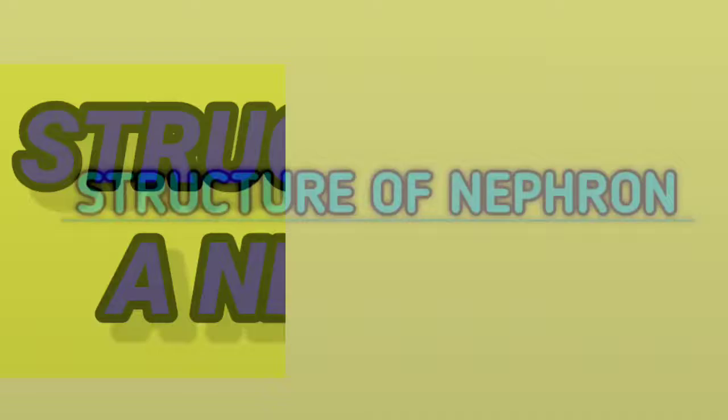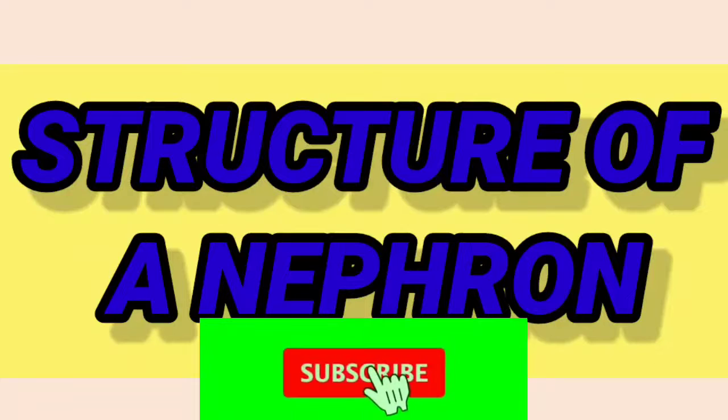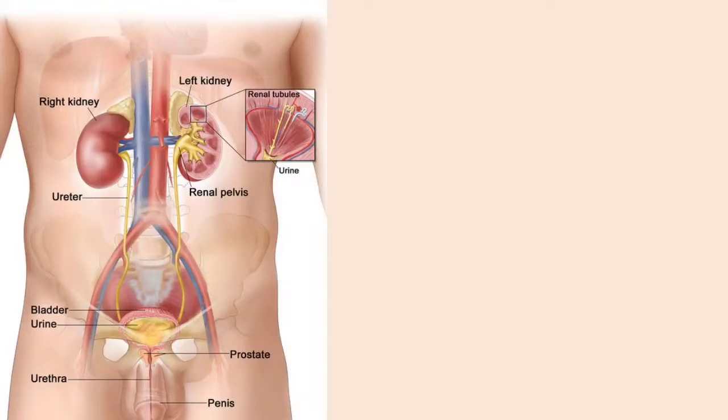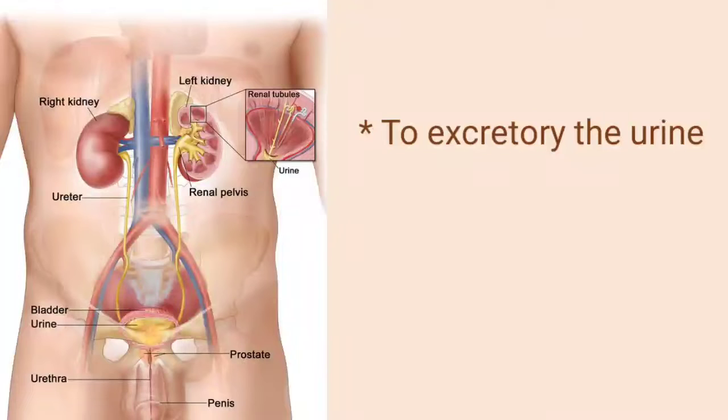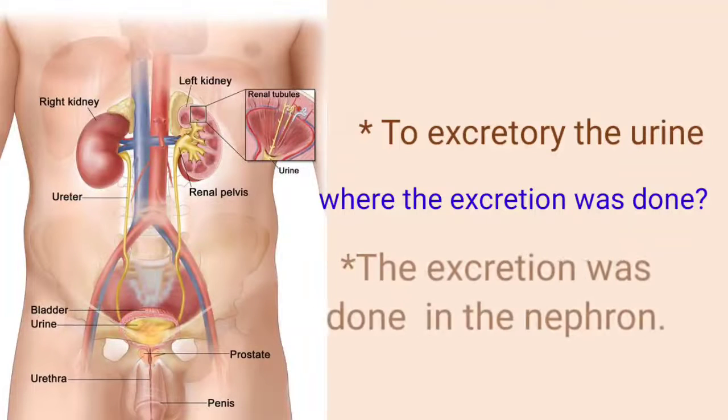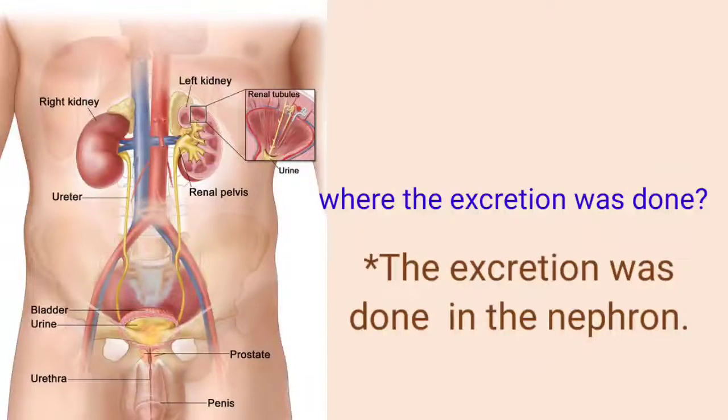Today we are discussing the structure of the nephron. The nephron is also called a uriferous tubule. The major function of the kidney is to excrete urine from our body. Where is the excretion done? The excretion is done in the nephron.